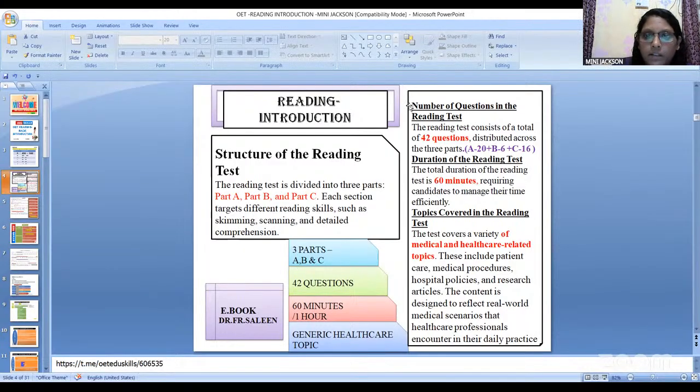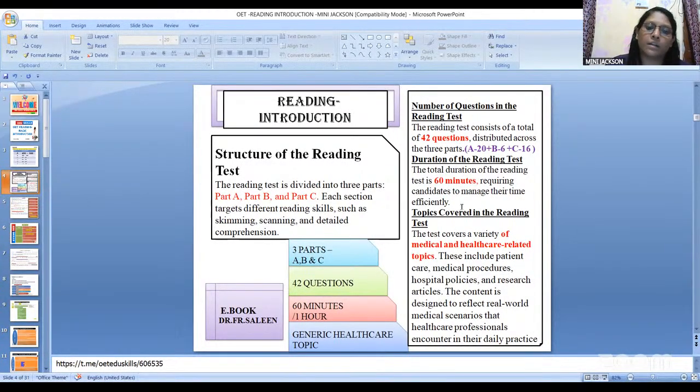Here we can see the number of questions in the reading test: 42 questions. Part A has 20 questions, part B has 6 questions, and part C has 16 questions with 2 parts, extract 1 and 2. The duration is 1 hour. We need to focus on time management. Here we only get 1 hour: 15 minutes for part A and 45 minutes for parts B and C.